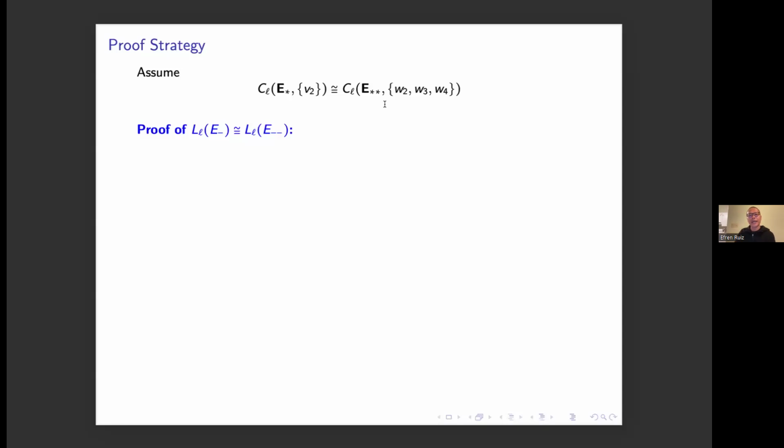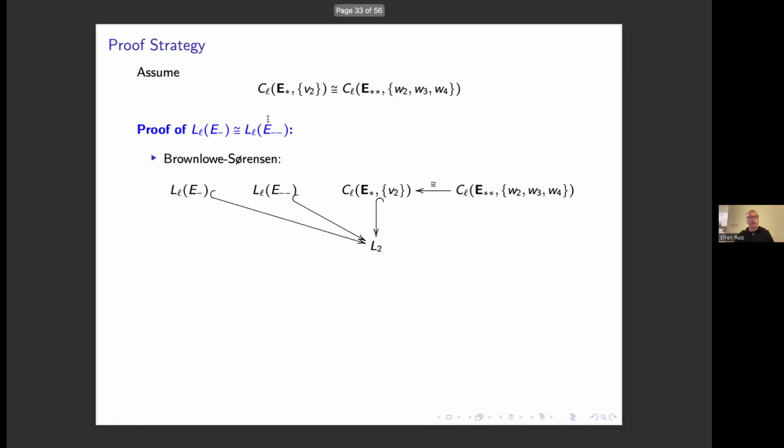So essentially, as I mentioned prior, it's really enough to prove that these Leavitt path algebras of the Cuntz-Splice and its double Cuntz-Splice are Morita covariant. So in particular, we're going to actually prove that under this assumption, then they're going to be isomorphic. So what we do is we use a result by Brownlow and Sorensen, as we're just going to embed all of these Leavitt path algebras into L2.